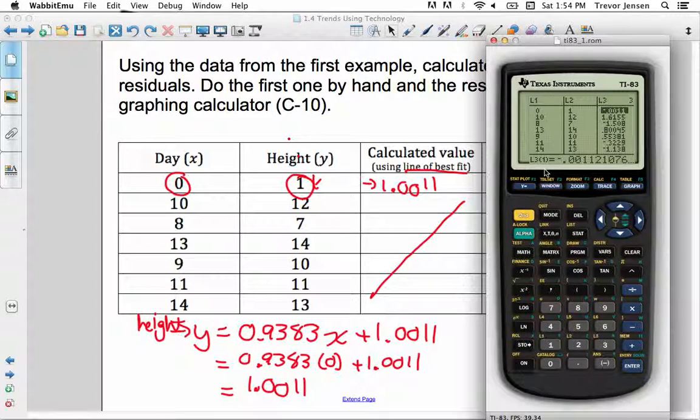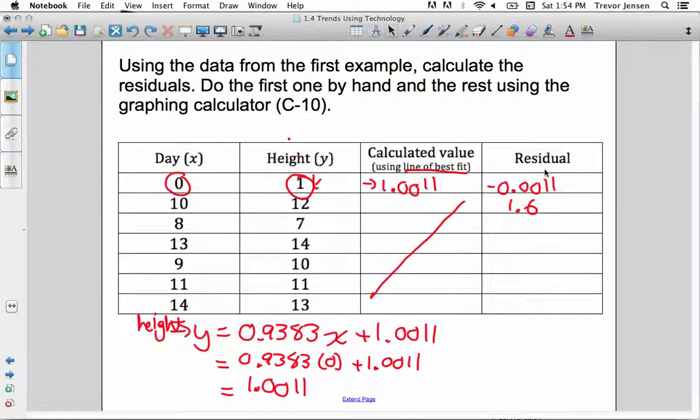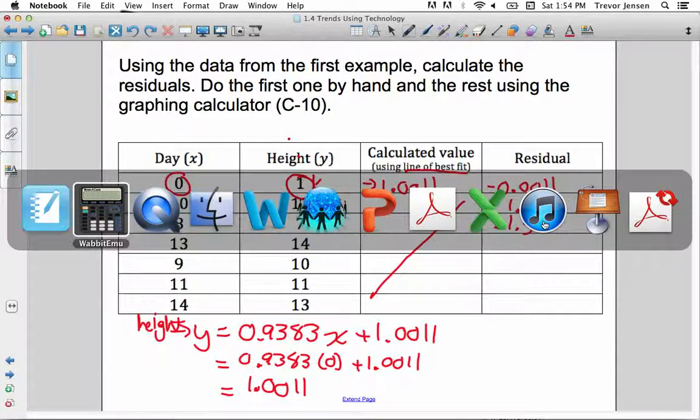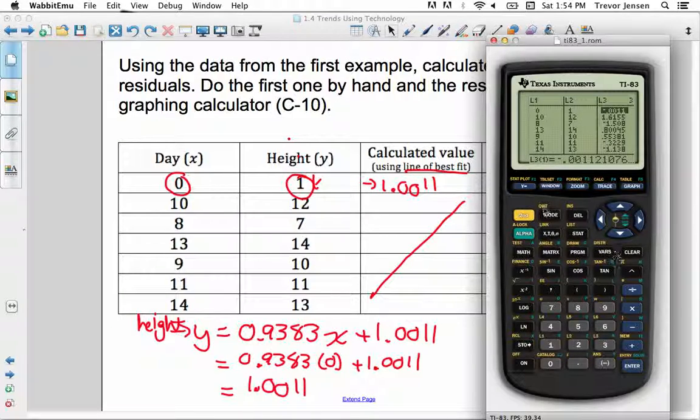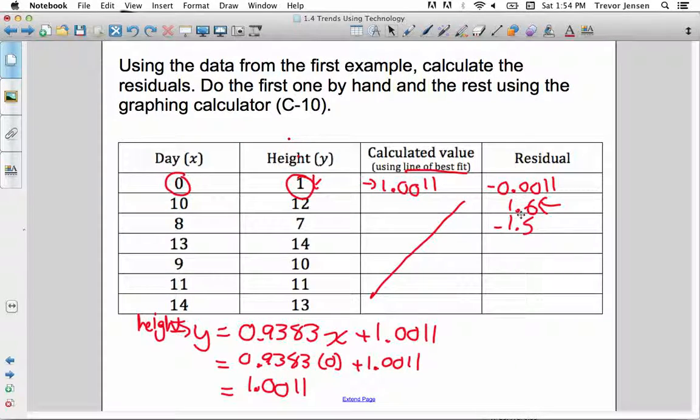And then the one after that was negative 1.5, and so on. I won't copy them all down. But basically, you have to understand what these residual values mean. This residual value of 1.6 means that if we look back at our scatter plot, let's bring up the graph. If we look back at the scatter plot, what does that residual value of 1.6 mean?